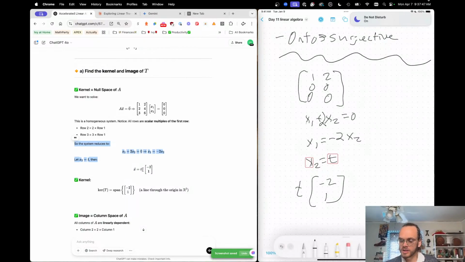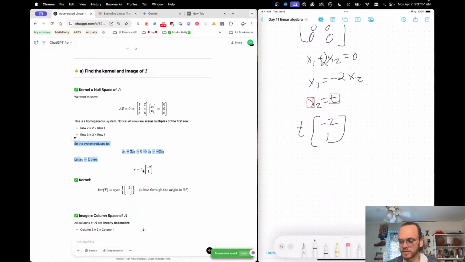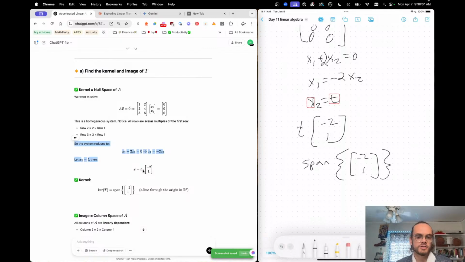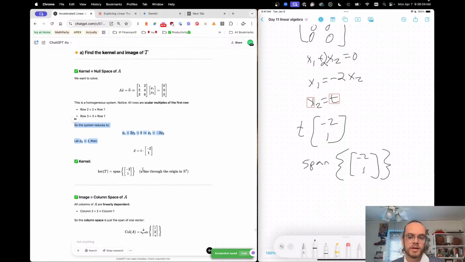So it's this line through the origin in R2. So I need to get used to these sort of functions. Span of this. I want to understand better what that means. Span, all those things should really gel for me by the end of this.